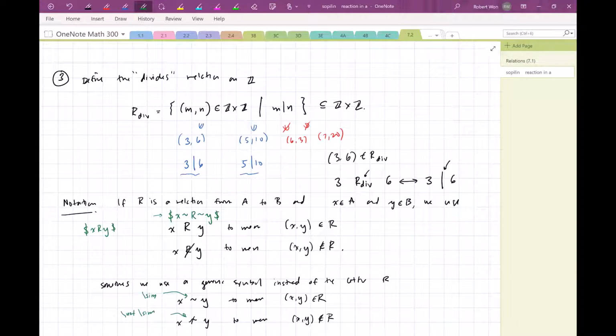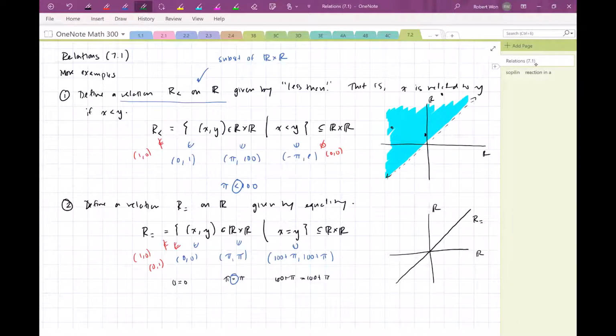Okay, so let's go back to these examples. Let me, I guess, keep doing this in green. So again, we can think of this less than relation as a subset of the Cartesian product, but really you think of it as relating any two numbers. So because (0, 1) is in this relation, we might write 0 R sub less than 1, or pi R sub less than 100, or 1 not R sub less than 0, right? That's this one.